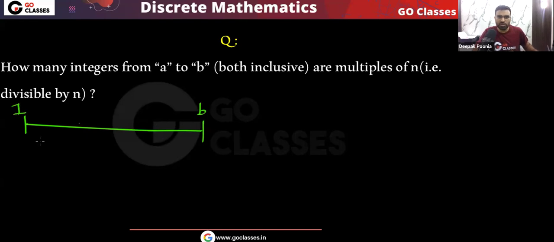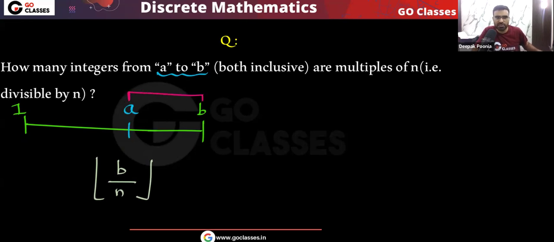Okay, so we already know that from 1 to b, the number of integers divisible by n is equal to b divided by n, floor. Now remember, we need to find how many from a to b. So let's assume there is an a here. We need to find how many in this range are divisible by n.